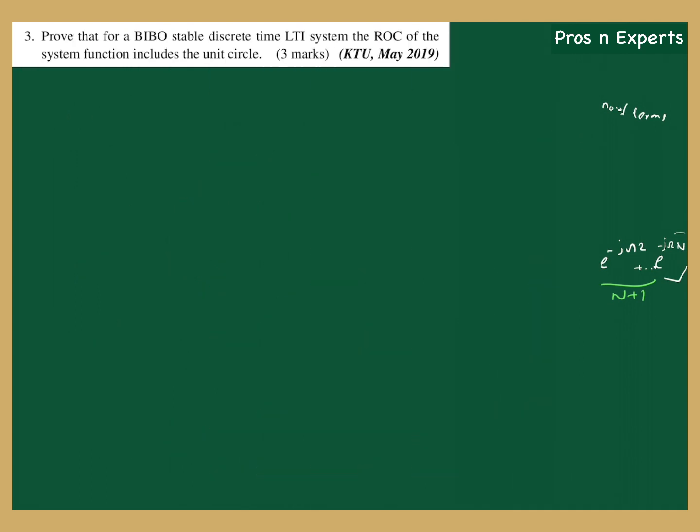Okay, all right, the next question is, prove that for a BIBO stable discrete time LTI system, the ROC of the system function includes the unit circle. So the question asks you to prove that for a stable, BIBO stable, discrete time system, its ROC, when you find the Z transform or transfer function of that system, should include the unit circle. That means a stable system will have an ROC which includes the unit circle.